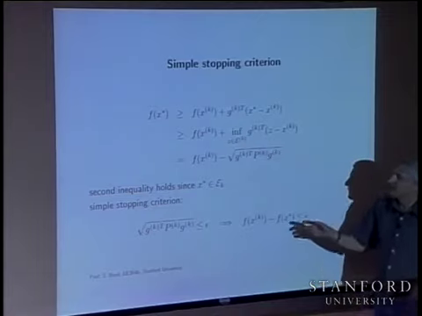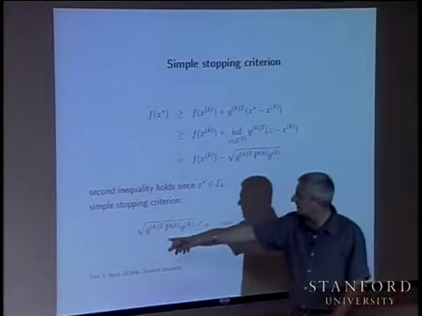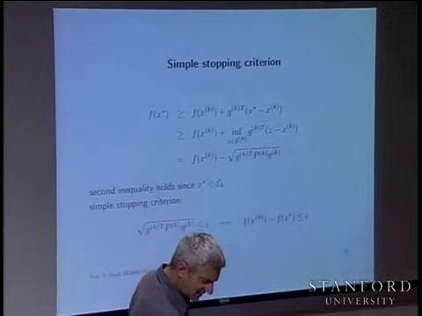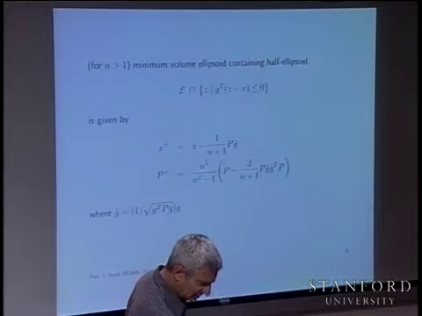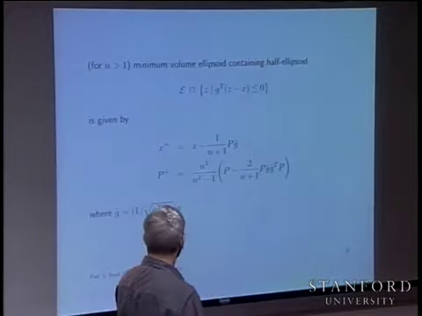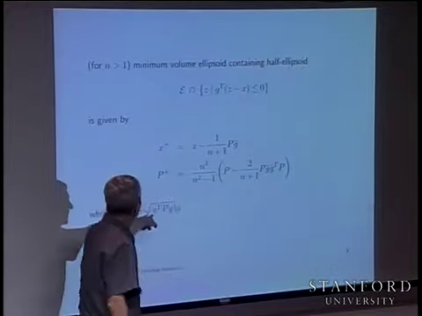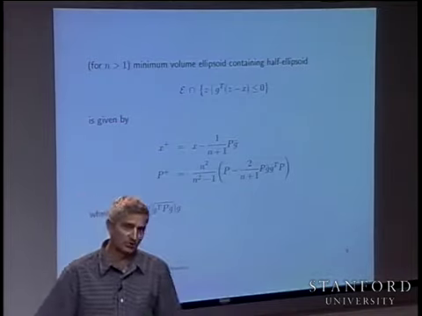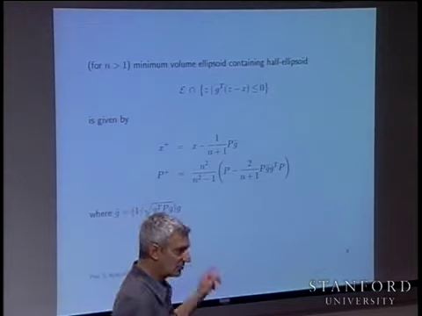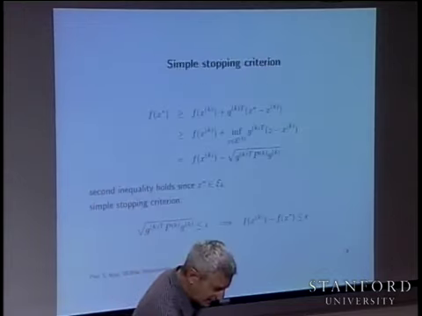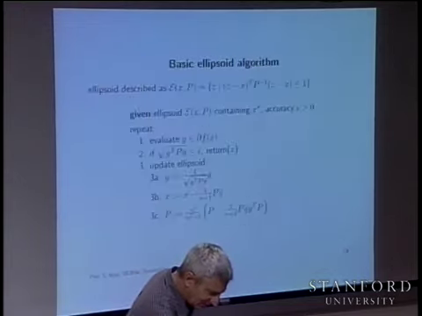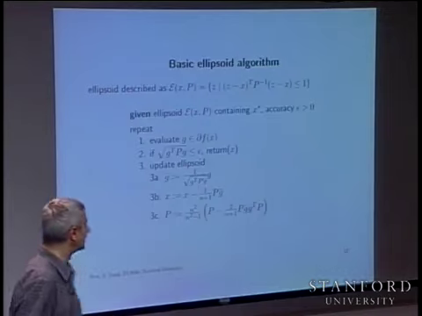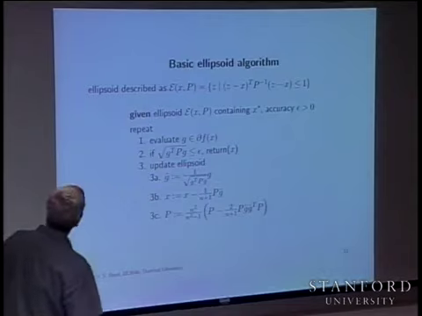So there's a beautiful stopping criterion, especially because you calculate that as a side calculation anyway. You calculate it right here. If it's less than a threshold, you're out. Otherwise, you update. Here's the ellipsoid algorithm now. I'll show you the whole algorithm, and I have to admit something about it.